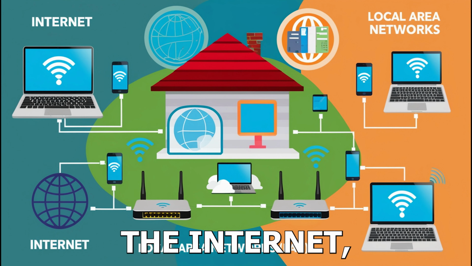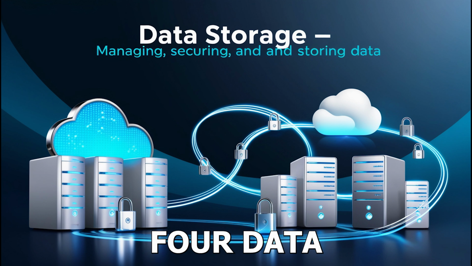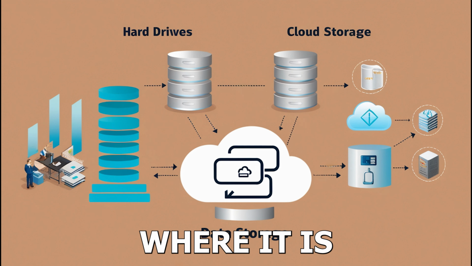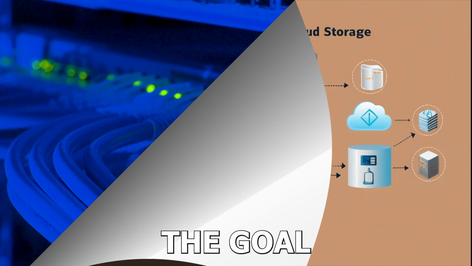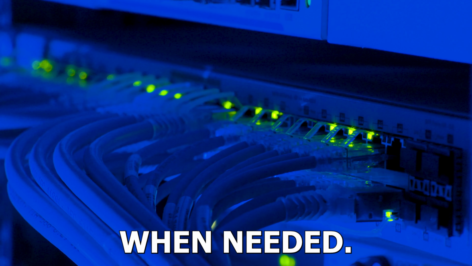3. Networks. The systems that allow computers to communicate with each other. This includes the internet, local networks, LANs, and even Wi-Fi networks at home. 4. Data storage. IT involves the management of data, including where it is stored, hard drives, cloud storage, and how it is processed. The goal is to make sure data is safe, secure, and accessible when needed.